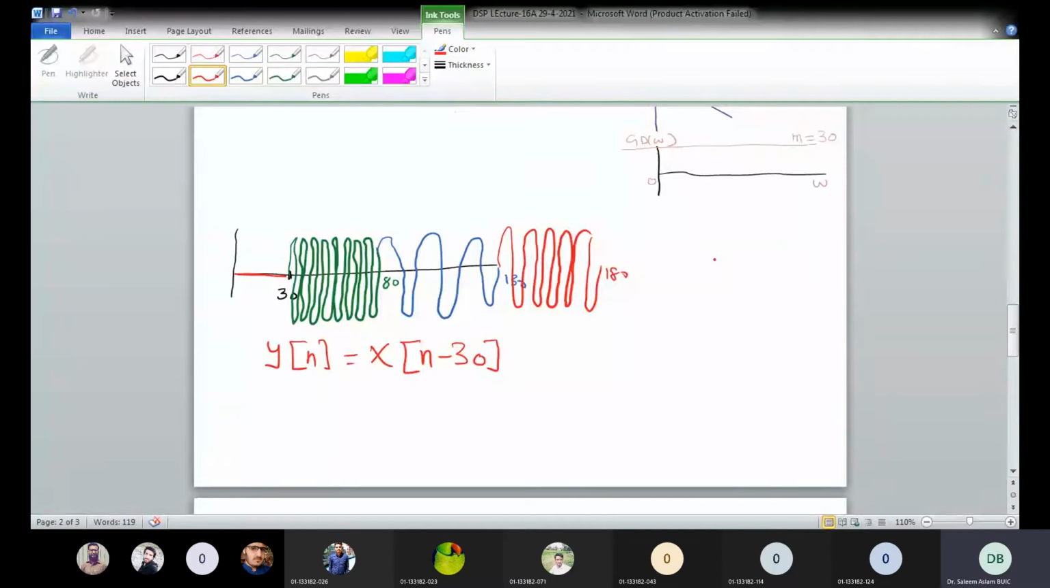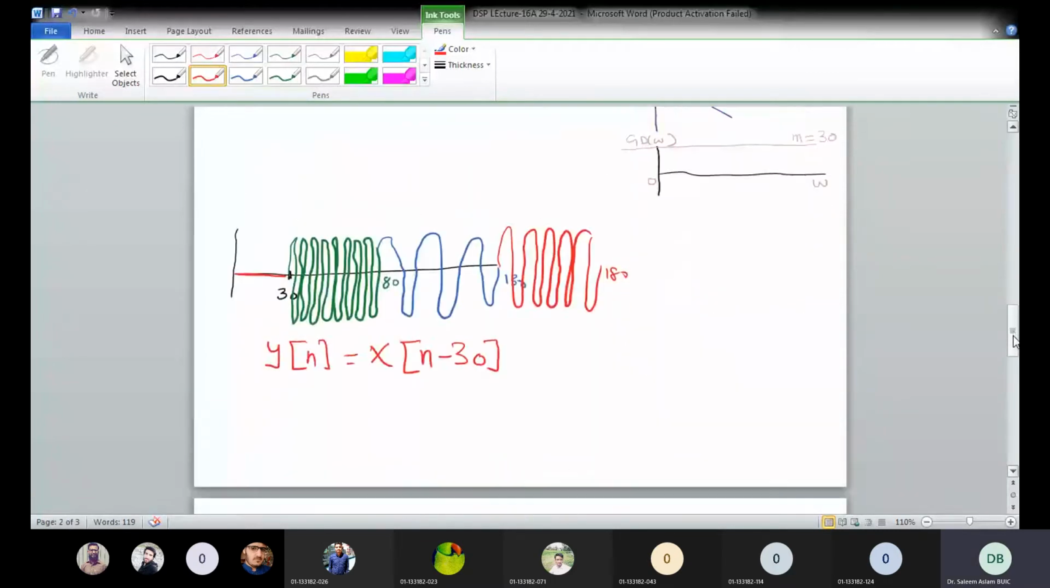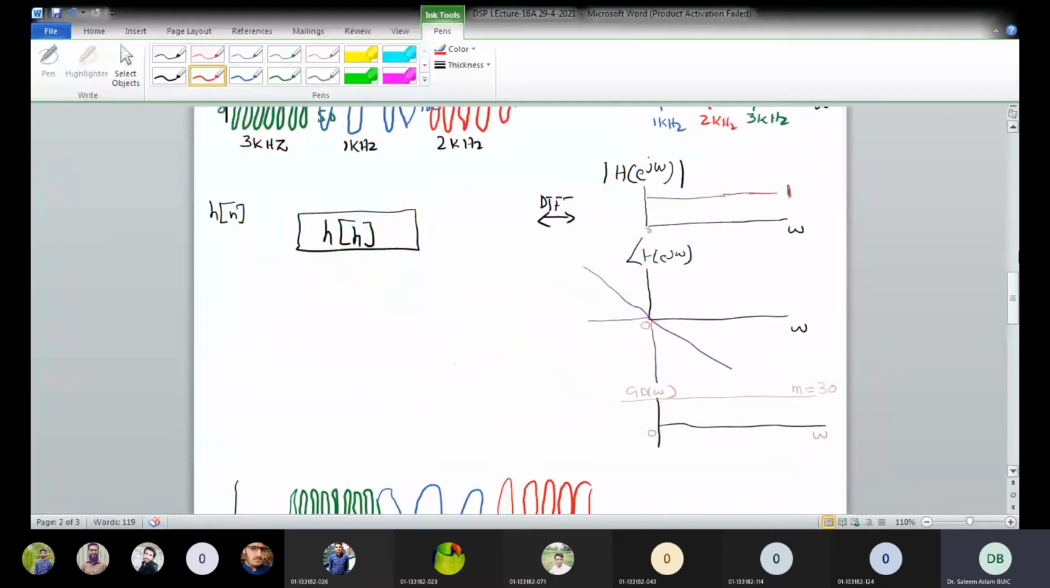दोबारा से देखिए मैंने किया क्या है. What I have done, I have used this principle. I have x of n and I pass this x of n into h of n system and I got output response y of n. यहाँ पे हम हॉरिजॉन्टली देख रहे हैं चीज़ों को, जबकि हमने यहाँ पे देखा है इसको वर्टिकली.